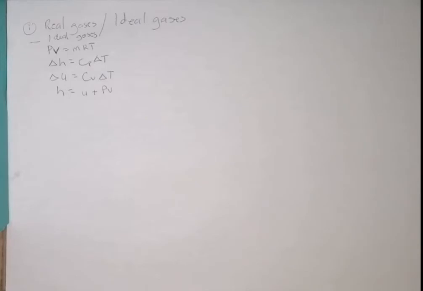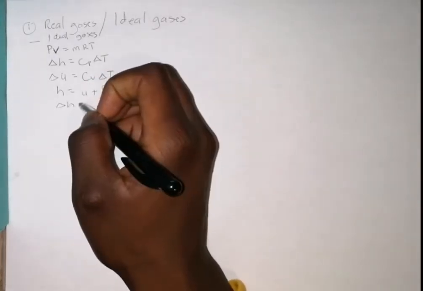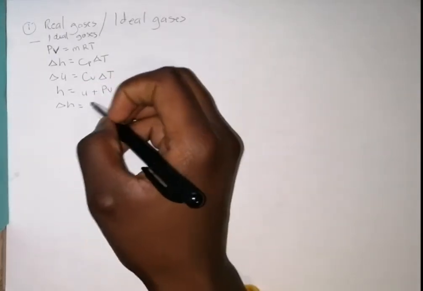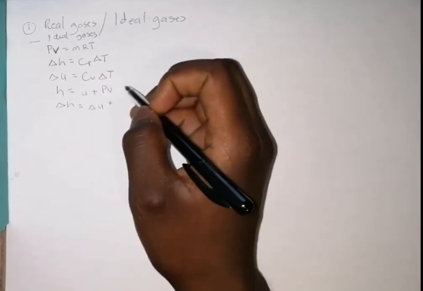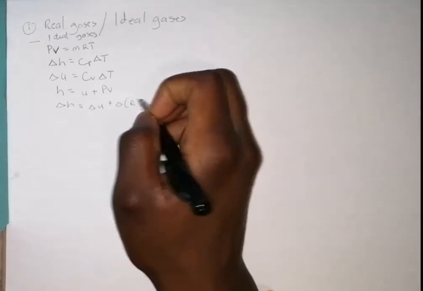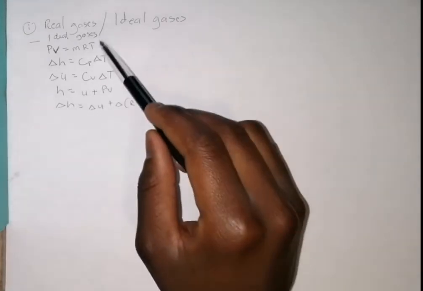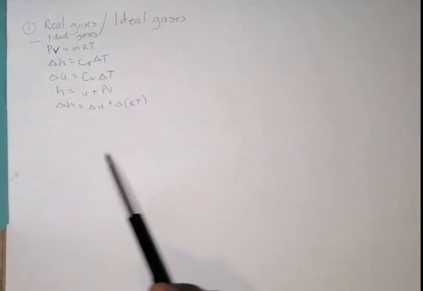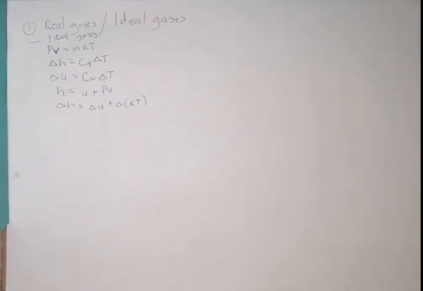Then there is another way of finding the enthalpy. Instead of using this formula, we say change in h is equal to change in u plus change in RT. This formula comes when we put this formula and this formula together. So if you have these values, you can find out what the change in enthalpy is.